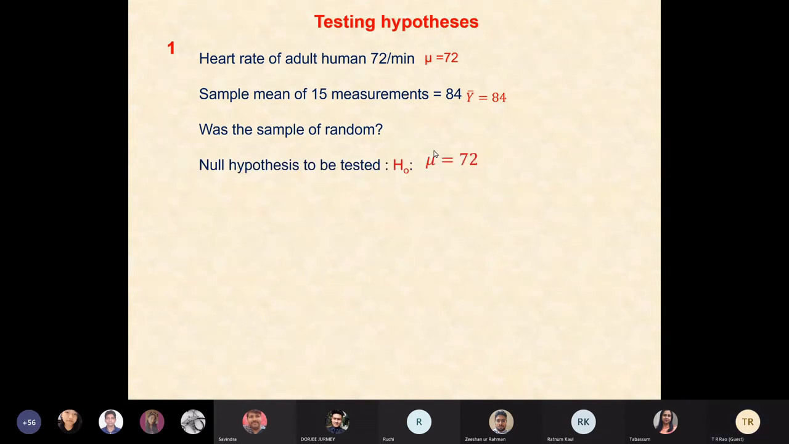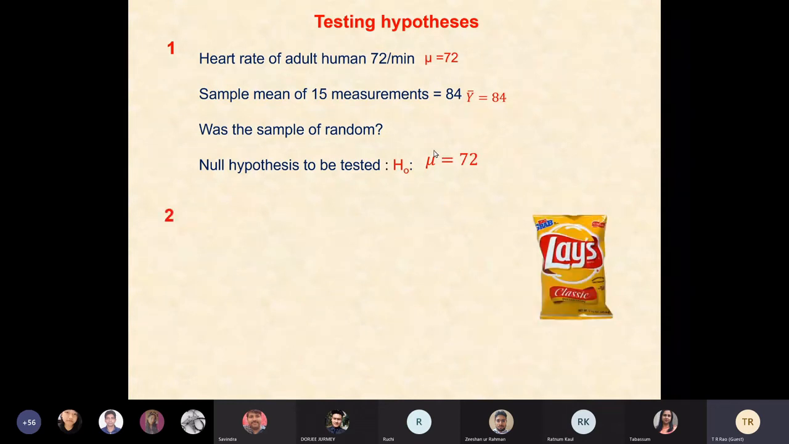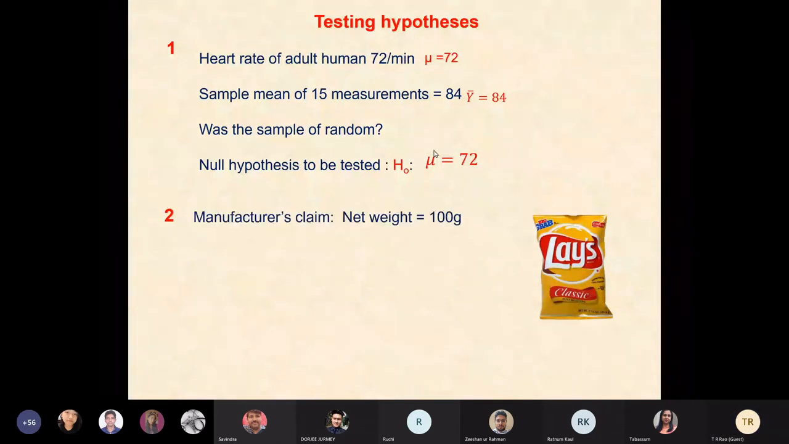Another one, a more tasty one. Potato chips. Now, what's the null hypothesis here? Because the manufacturer's claim is a null hypothesis. He says the net weight of the potato chips in this bag, a huge bag, is 100 grams. This is testable. You can go test by buying about 10 packets and weigh all the chips before you eat, and see the weight variation from 100 grams. So now the null hypothesis is this.